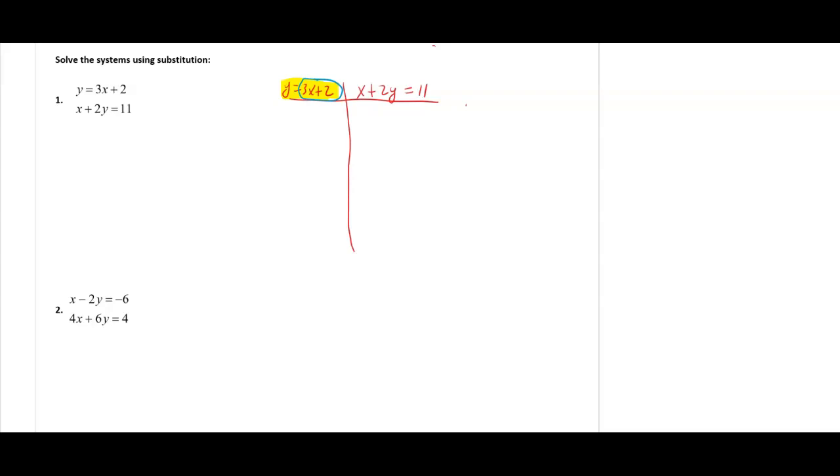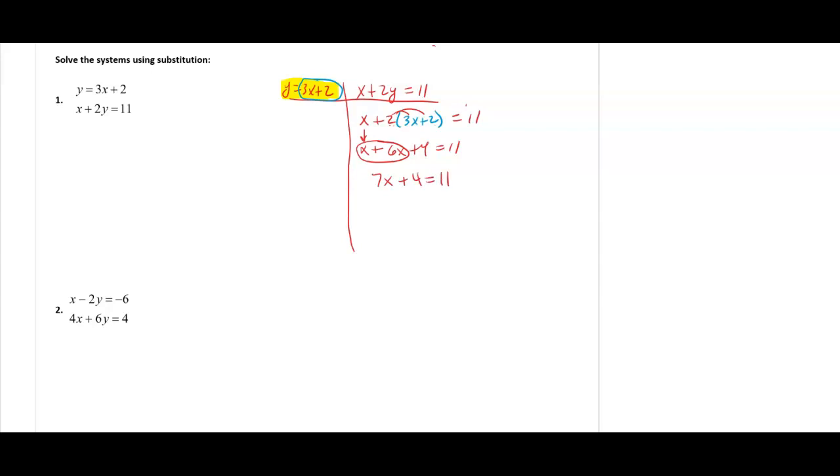So what do I have here? I have x plus 2, in parentheses, I'm going to put my 3x plus 2, right, equals 11. Now, if you notice, now this equation has one variable and one equation, and I can solve for that variable, which is x. I bring down the x, plus I distribute the 2. 2 times 3x is 6x. 2 times 2 is 4, equals 11. Now, when I combine like terms here, I get 7x plus 4 equals 11.